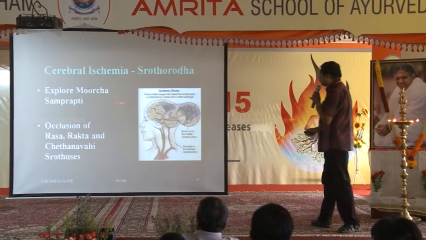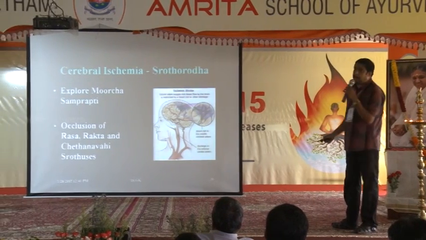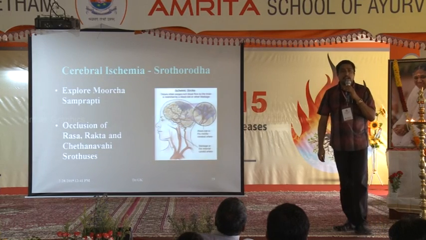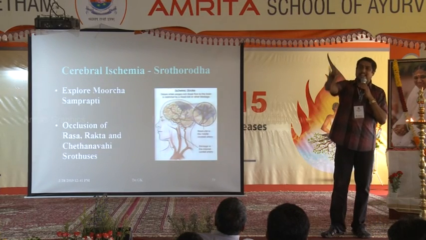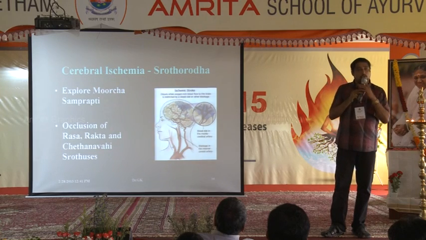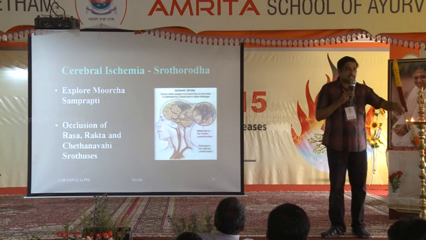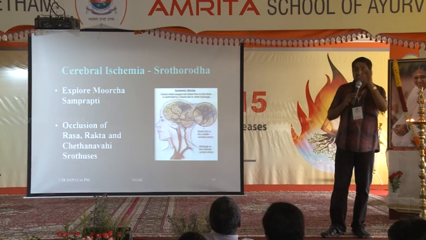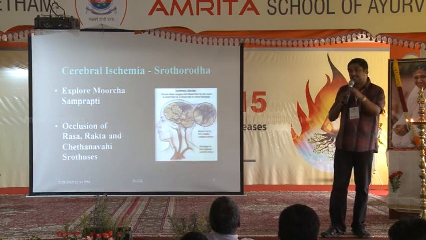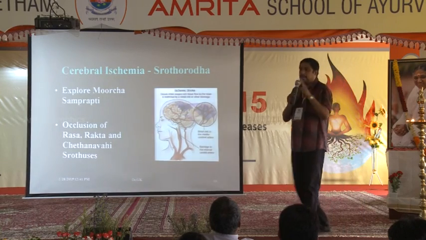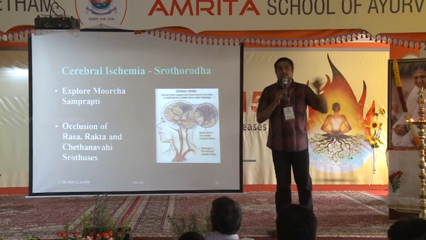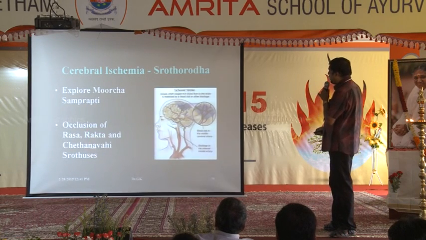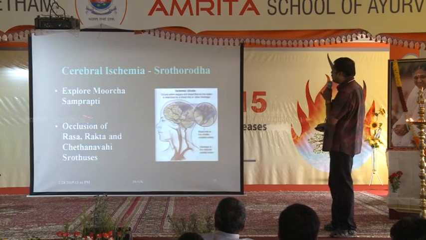Cerebral ischemia, Srotorodha, Murcha Samprapti. The very best sloka I like: Rajo Moha Hridaharasya Srotasam Prayogada Rasa Asra Chedana Vaki Srotorodha Samudbhava. See the three Srotas mentioned in the Murcha: Rasa, Rakta, Chedana Vaha. Rasa, Asra, Chedana Vaha, Srotorodha. That is happening in every type of neurological disease. That is important. Occlusion of Rasa, Rakta and Chedana Vaha Srotas will lead to Murcha.